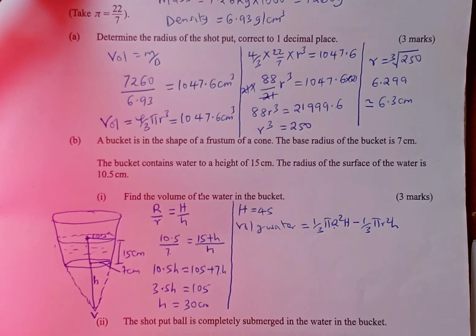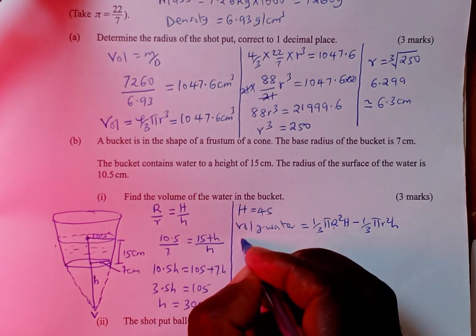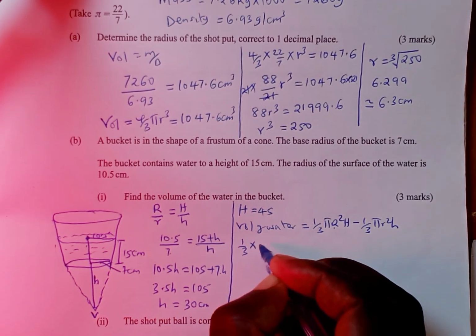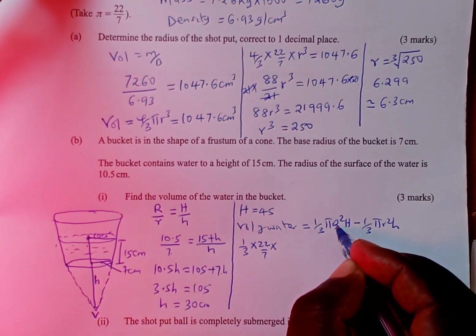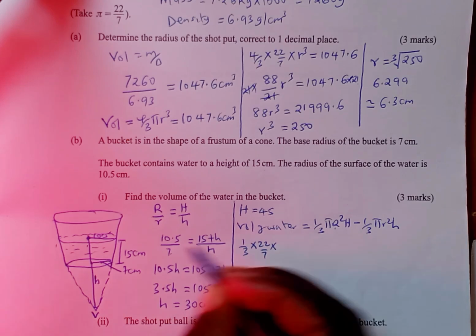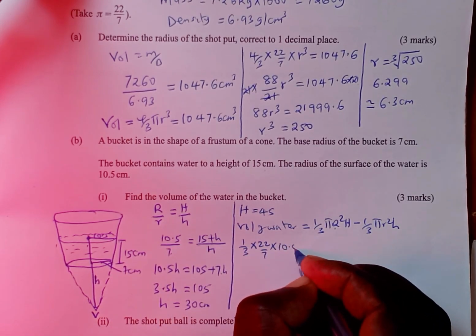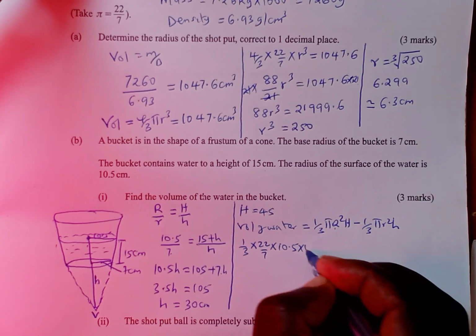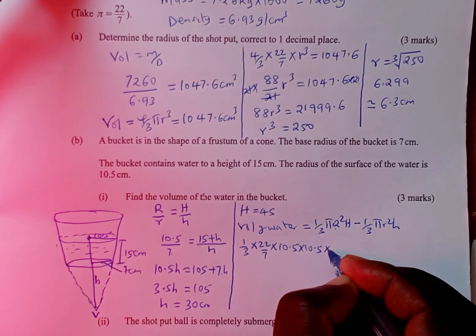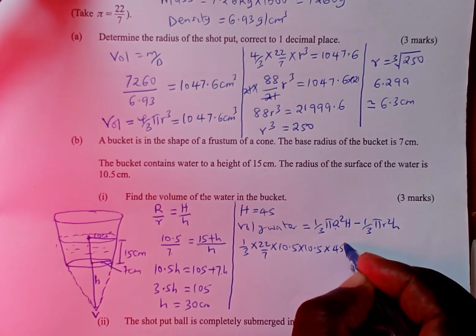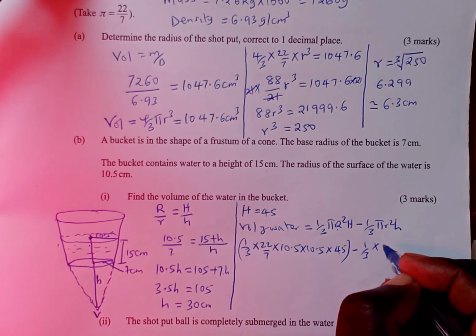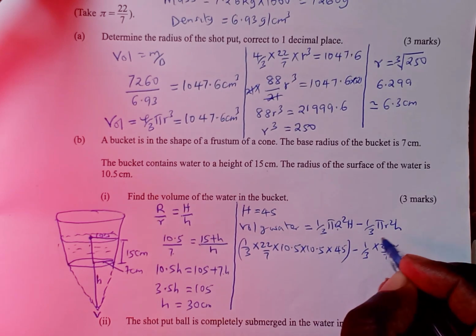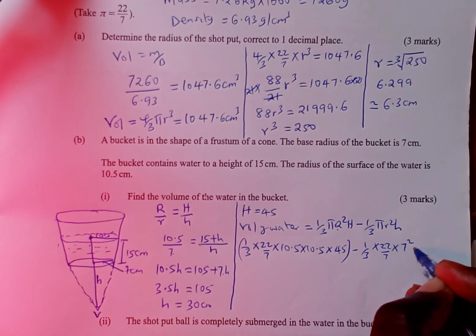Having done that, we can now proceed. So we are going to have a third times 22 over 7 times the bigger radius. We have gotten it as of course 10.5. Since it is squared, we multiply by 10.5. We multiply by the capital H, which is 45, minus a third times 22 over 7 times the smaller radius, which is 7 squared, times of course the small h, which is 30.